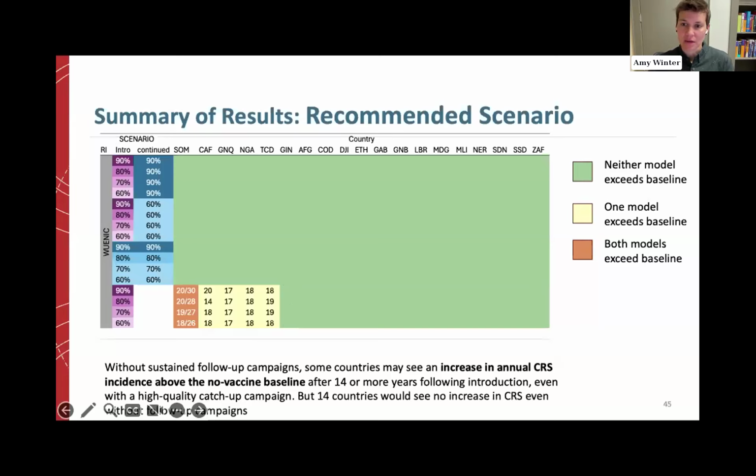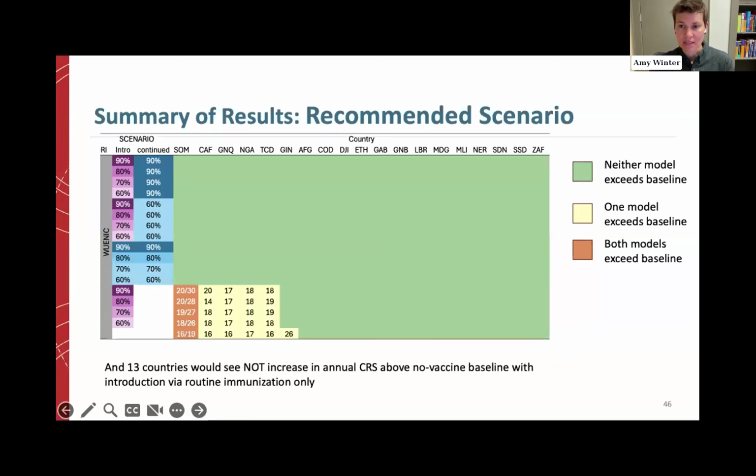Without sustained follow-up campaigns, some countries may see an increase in the annual CRS incidence above the no vaccination baseline scenario after 14 or more years following introduction, even with high-quality catch-up campaign. But 14 countries will see no increase in CRS even without follow-up campaigns. And lastly, we look at the scenario with routine only, and we see 13 countries will see no increase in annual CRS cases above the no vaccination baseline. Next slide.